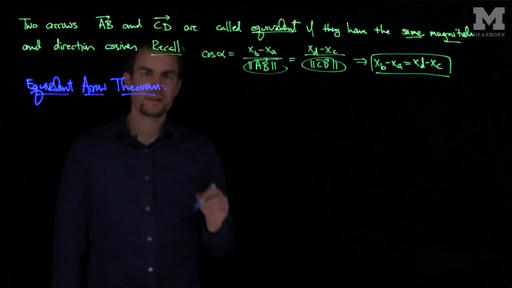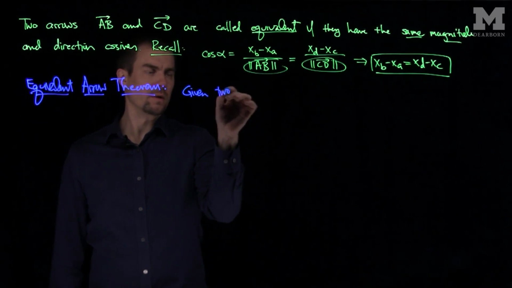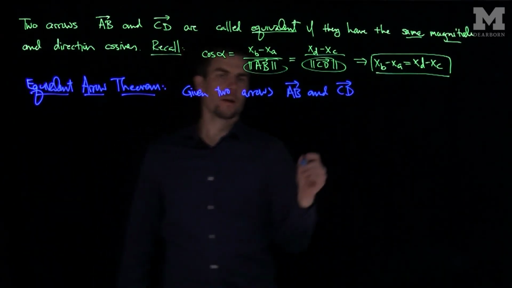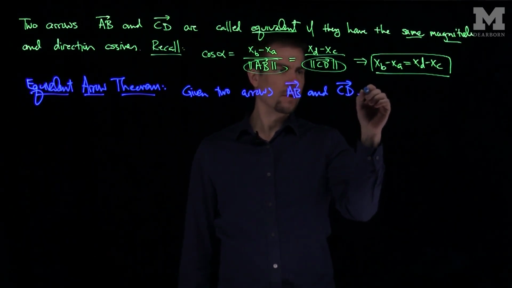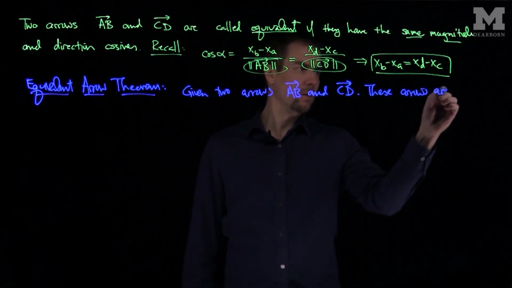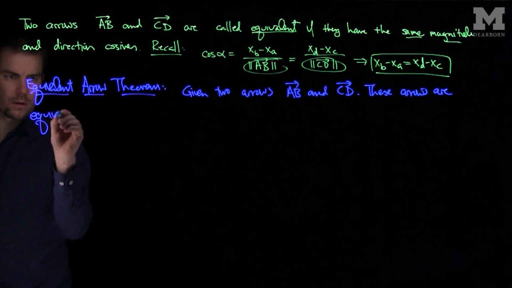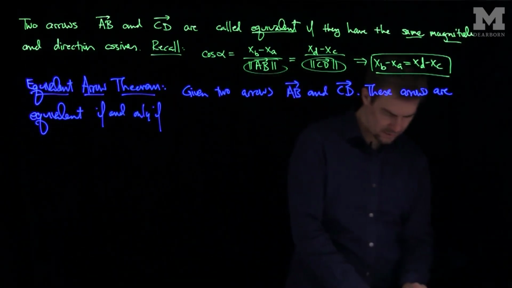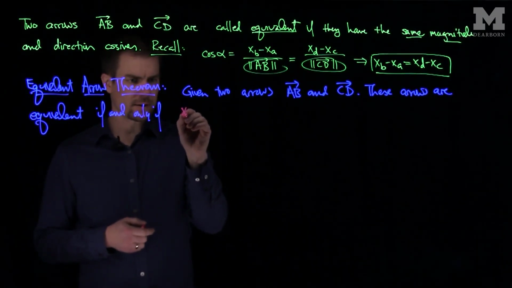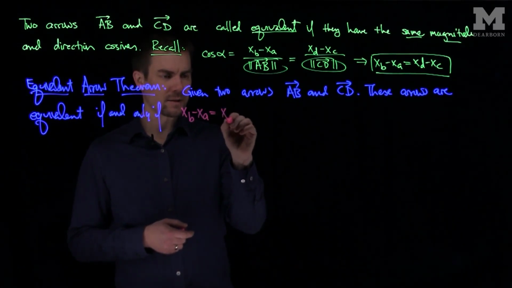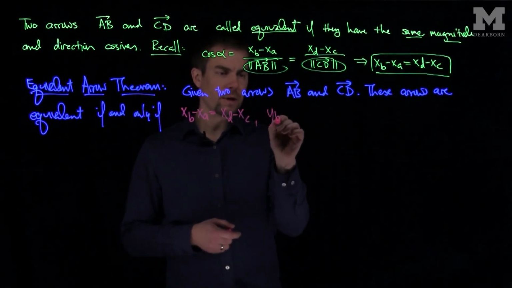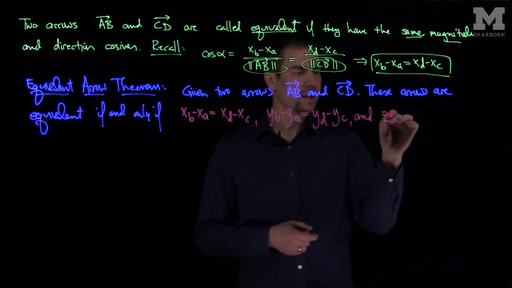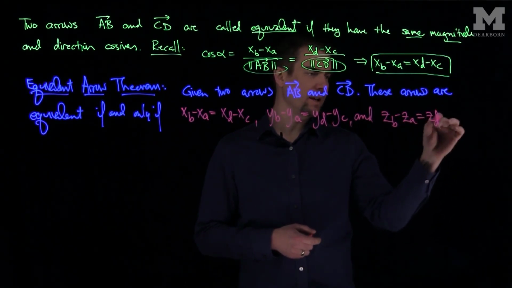The equivalent arrow theorem states that if we're given two arrows AB and CD, these arrows are equivalent if and only if the difference of xb minus xa is equal to xd minus xc, yb minus ya is equal to yd minus yc, and zb minus za is equal to zd minus zc.